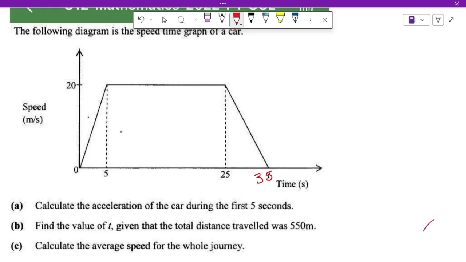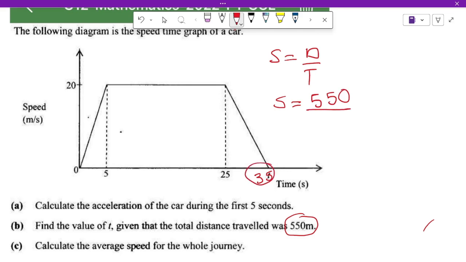Calculate the average speed for the whole journey. Okay, so now the average speed is the same as speed. Speed is equal to distance over time. The distance was given to us as 550 for the whole journey. Okay, so here all they're trying to do is, if your value for t was wrong, you're going to get this question wrong, because the total time this journey took was 35 seconds according to what we have calculated. So if our 35 was wrong, then the value that we are going to find now would also be wrong, because we need to use it in this solution.